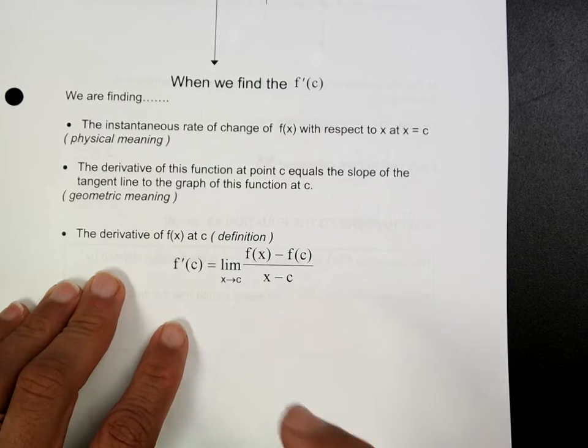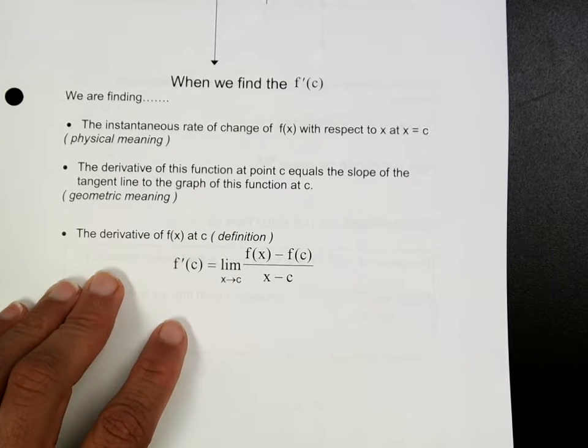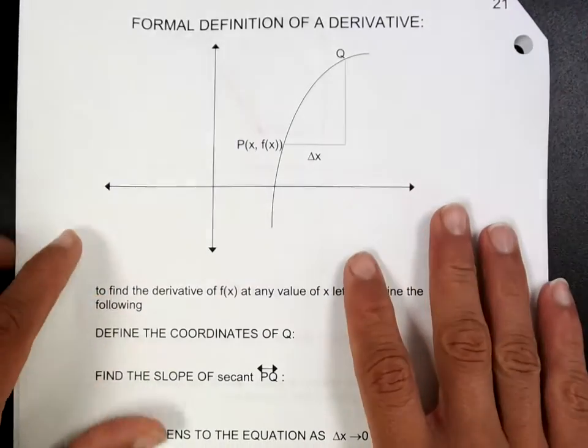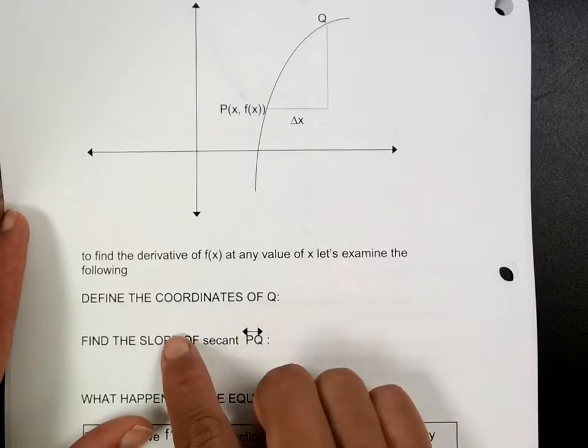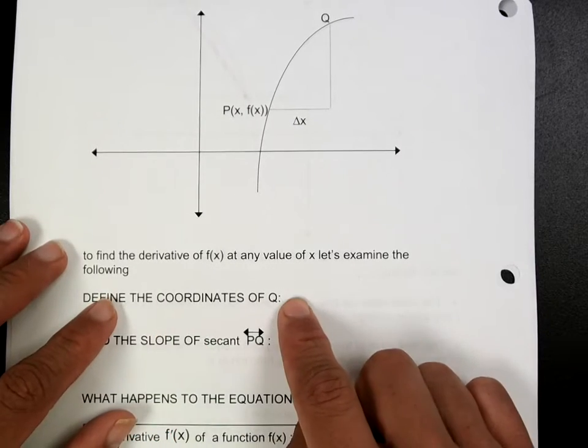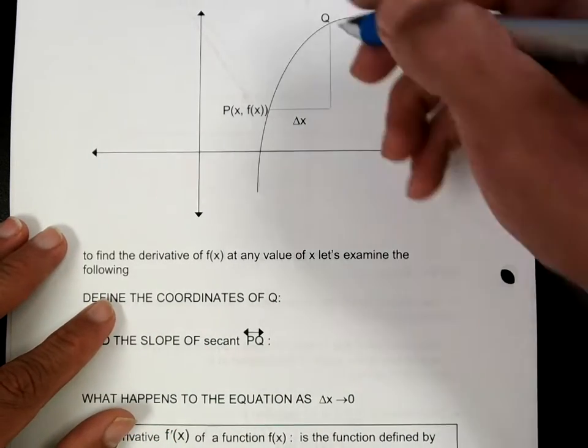So please remember that, because we're going to have to compare it to what we're about to do in this lesson. For the formal definition of a derivative, what we're going to do first, and it's actually what it tells us right here, is find the coordinates of Q.